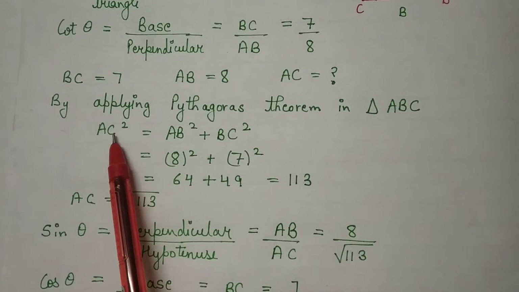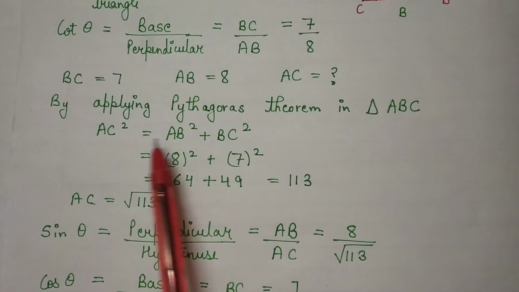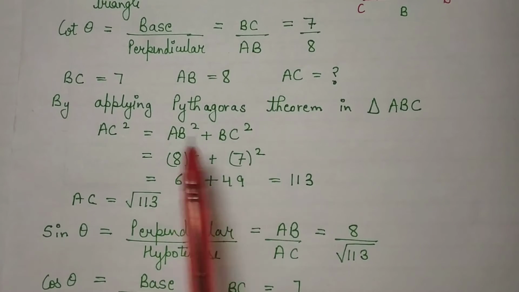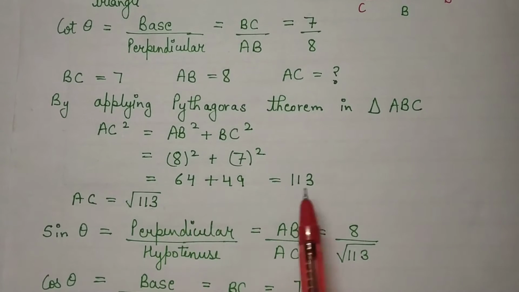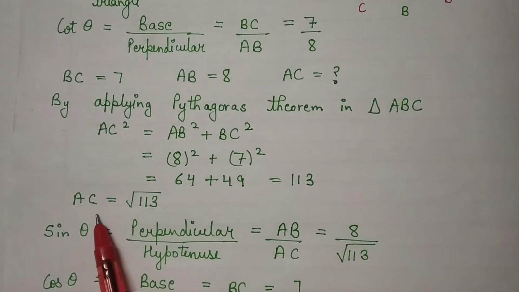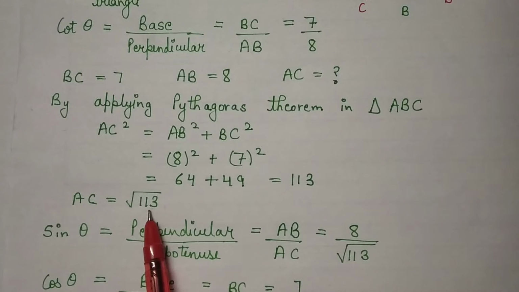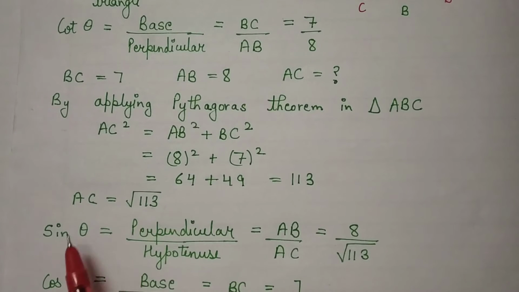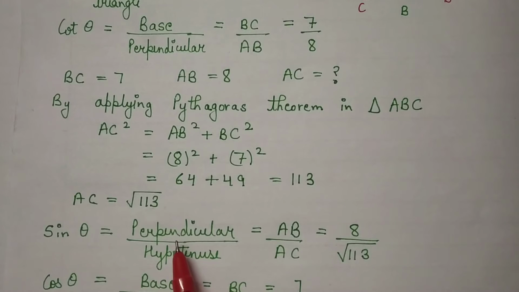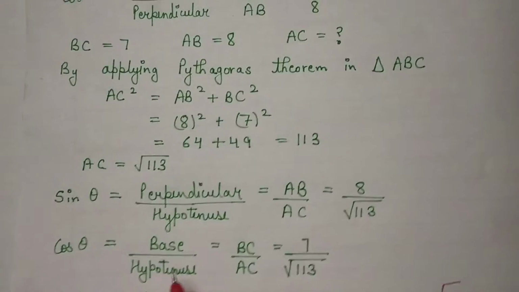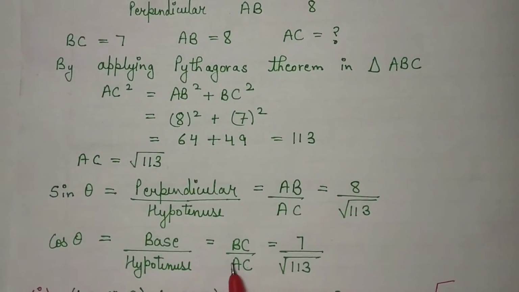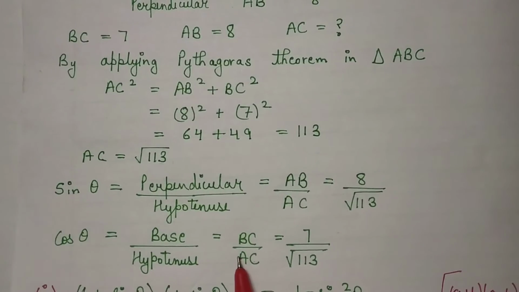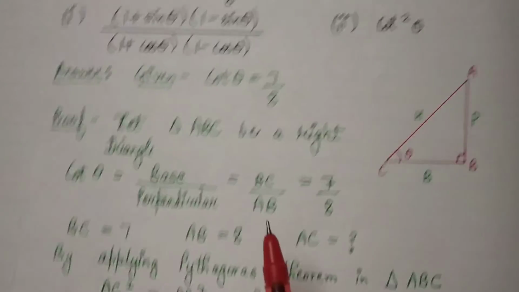So applying Pythagoras theorem, hypotenuse square is equal to perpendicular square plus base square. Putting the values, 8 square plus 7 square. Adding these, it is 113. AC is equal to under root 113. Now sin theta is perpendicular by hypotenuse and cos theta is equal to base by hypotenuse. From the figure, take the perpendicular and base sides and put the values because now I have all the three sides. After getting this, take the question.